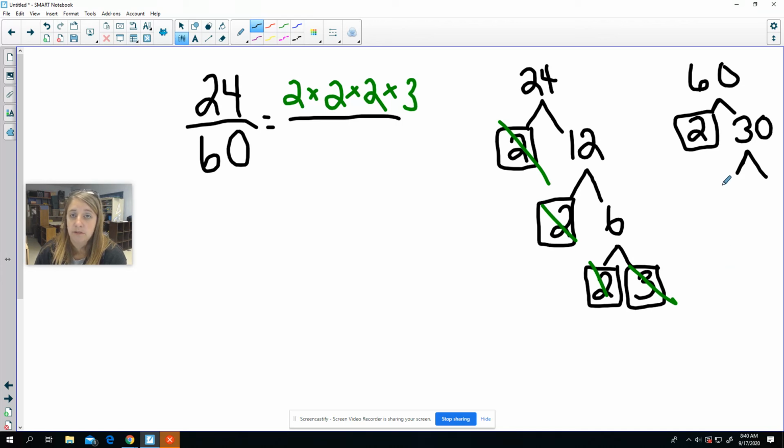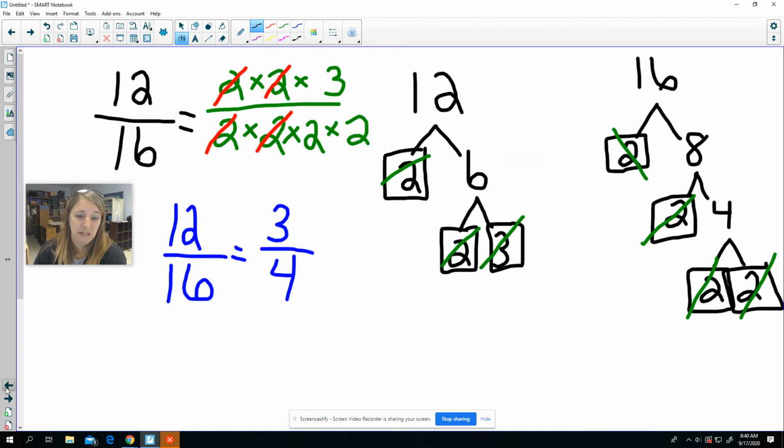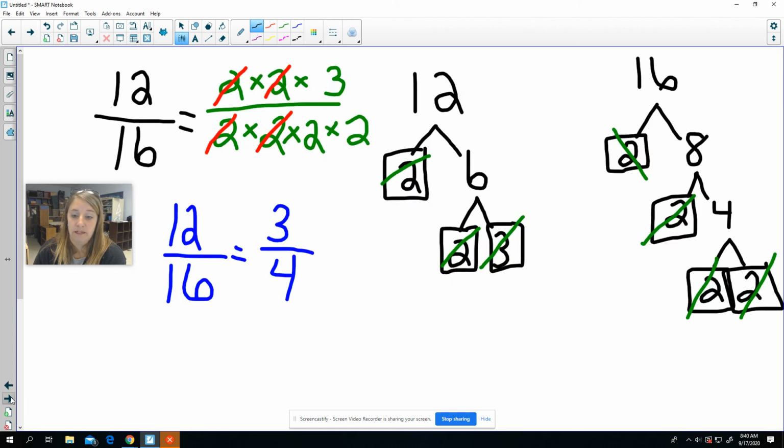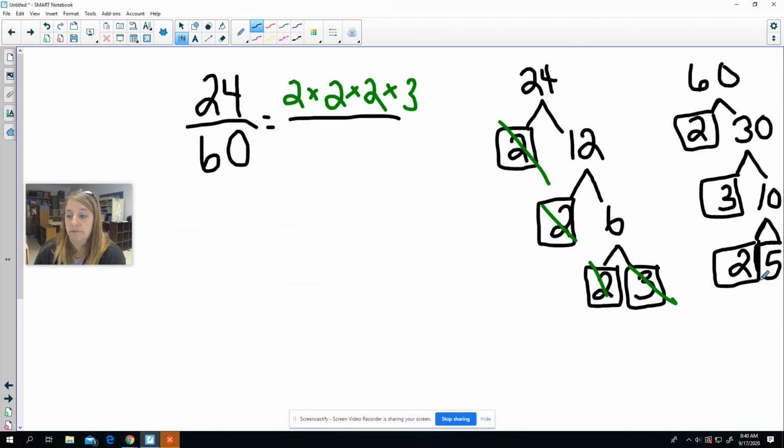30 can be 2 times 15, 3 times 10, 6 times 5. Let's go ahead and I'm going to take 3 times 10. I know 3 is prime. Break apart 10. And 10 is 2 times 5. I know 2 is prime. Can't remember 5, so I can go back and look at my notes. Oh yes, 5 is prime, so I can go ahead and box that one as well.